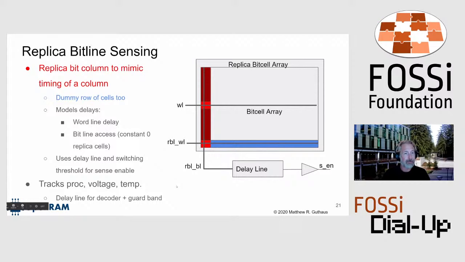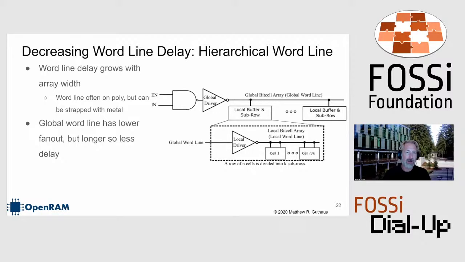Now, that's how to do reliable sensing. I mentioned that's for bit lines, which can dominate delay. The word line can also dominate delay. And we recently added hierarchical word lines to OpenRAM. What this means is that there's not actually a single word line, but it's a tree where you have a local bit cell array with all the memory cells, and then a local driver to drive that local bit cell array. And then you have a bunch of those local bit cell arrays that implement a larger global bit cell array. So the idea is that once you have multiple levels of hierarchy in this word line, you can decrease the delay of it, because otherwise the word line gets really long, high capacitance, and it slows down.